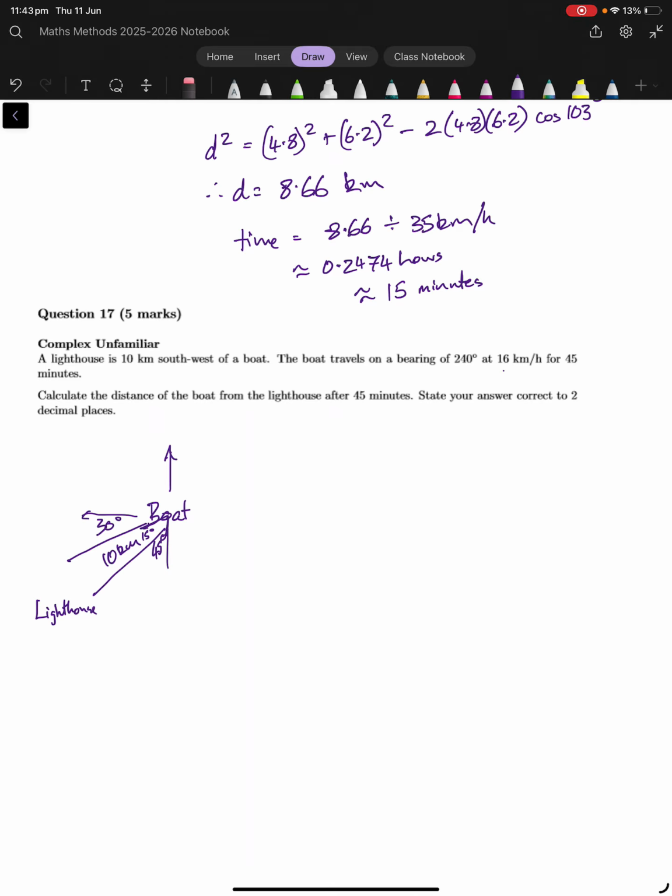At 16 kilometres an hour for 45 minutes. So the distance the boat travels equals 16 times 3/4 of an hour. This is another one where it's 12 kilometres. So this line here is 12 kilometres. Calculate the distance of the boat from the lighthouse after the 45 minutes. So they're just looking for this distance here.